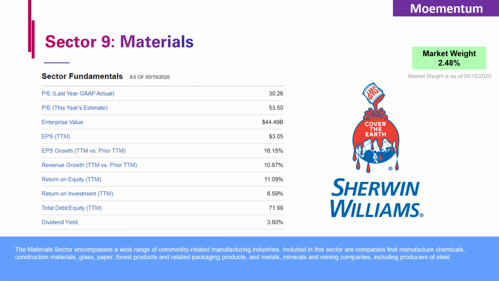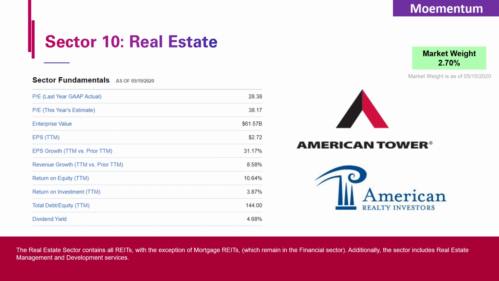Next we have material sector. An example of companies here is the Sherwin-Williams. The dividend yield for this sector is sitting at 3.60%, and the price to earnings ratio for this year's estimate is at 53.50. Real estate is the next sector that we will review.